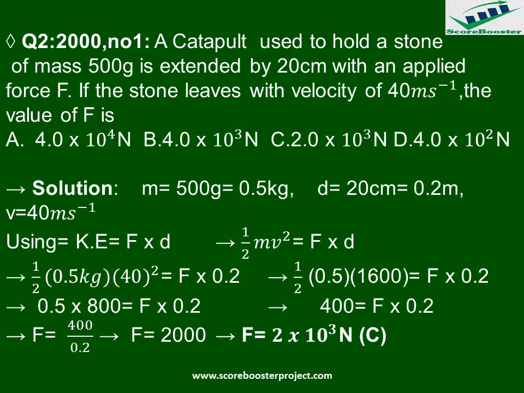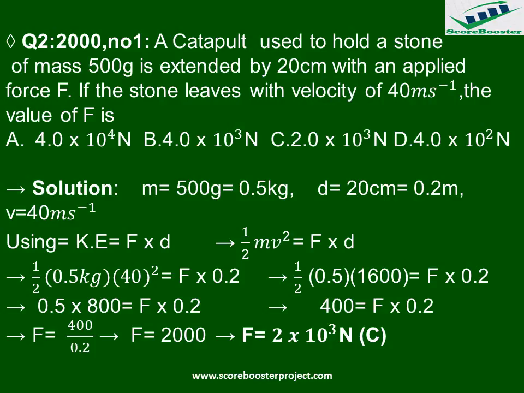And if we solve that further, we get half into 0.5 into 40 square, which is 1600, which will now be equal to f times 0.2. So if you pick a calculator, half, or you can use 2 to cut 1600. We use 2 to cut 1600 to get 800.